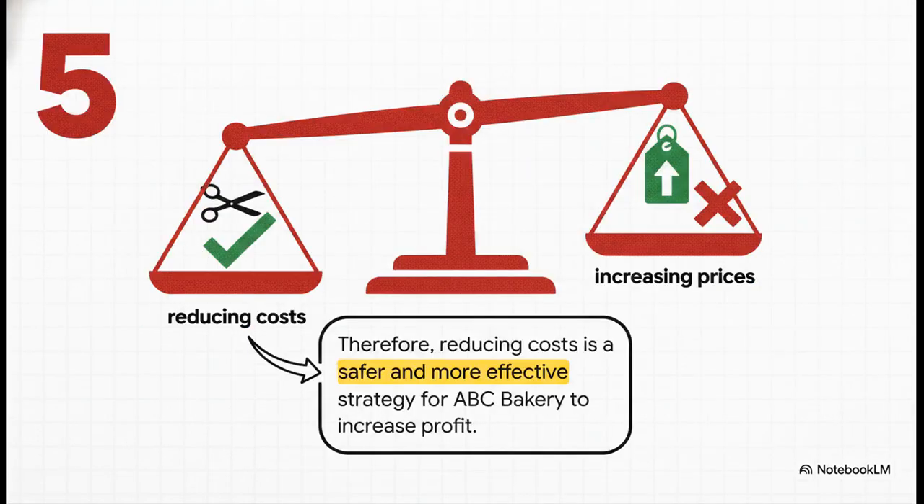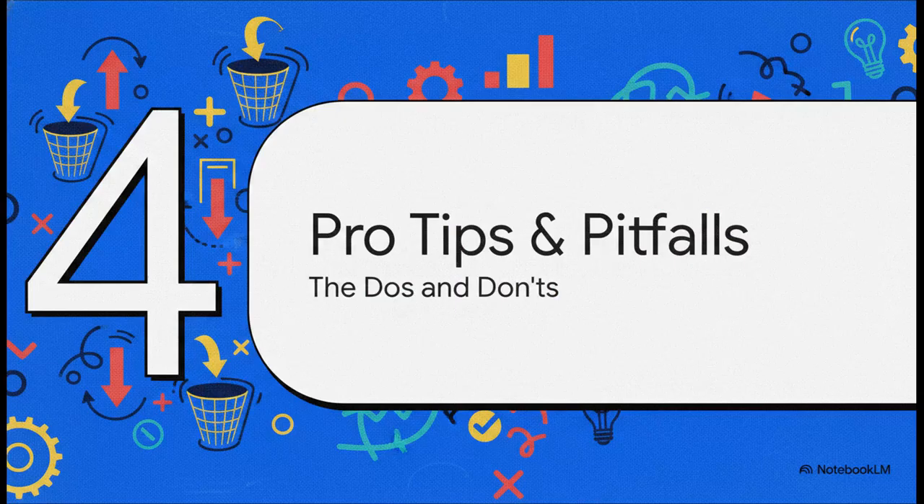And finally, step 5, you tie it all together with a neat little bow. This is your final judgment, your mic drop. Therefore, reducing costs is clearly the safer and more effective strategy for ABC Bakery to improve its profit. It's a short, sharp summary of your whole argument. So now you've seen the structure in action, but to really make sure this sticks, let's quickly run through some super important do's and don'ts. These are the common traps that students fall into, and we're going to make sure you avoid them.